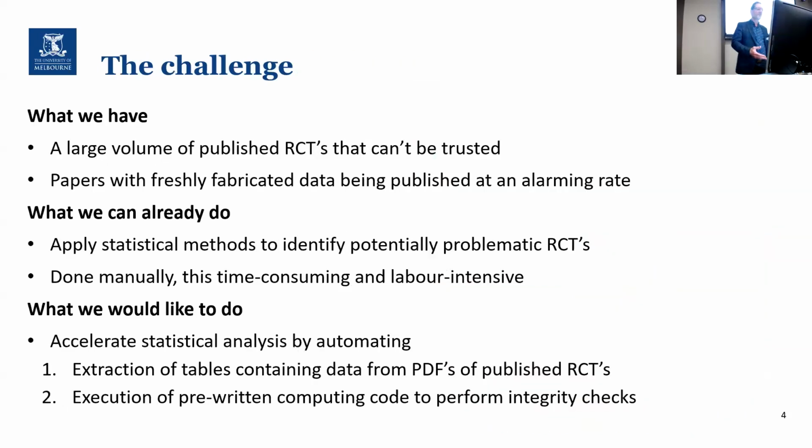So what we've got at the moment is a large volume of published RCTs that really can't be trusted. And papers with freshly fabricated data are being published at an alarming rate. So what we can already do is apply statistical methods to identify those potentially problematic RCTs. All of the telltale signs on the previous slide have been wrapped up into tools and techniques. There's plenty of published work and easily available material to do that.